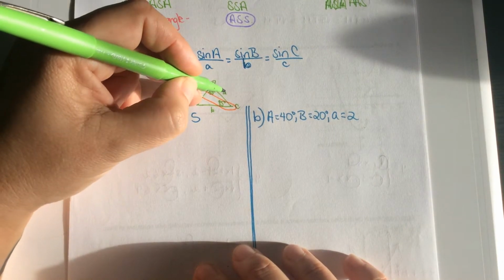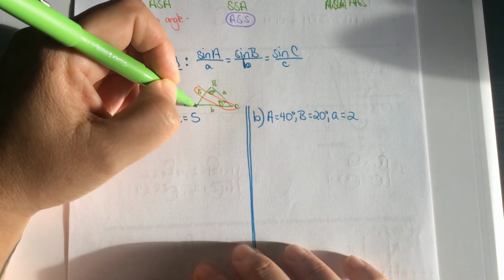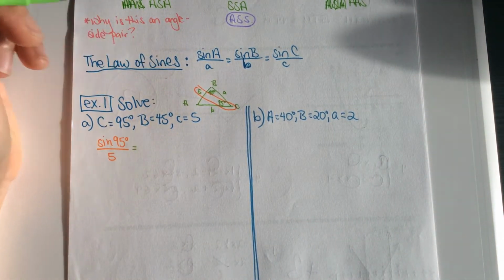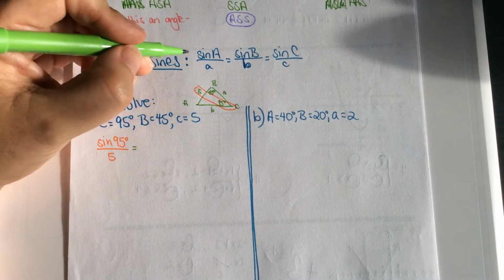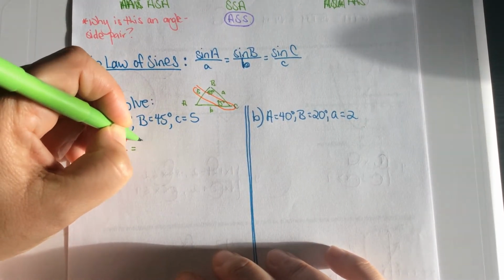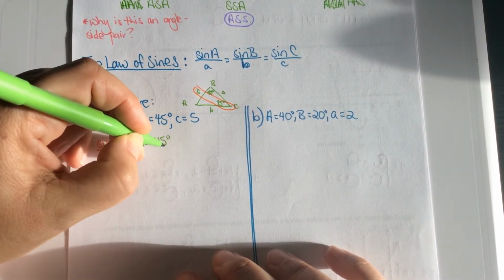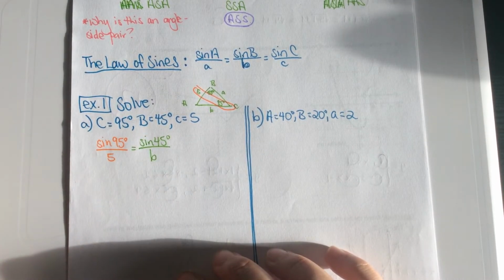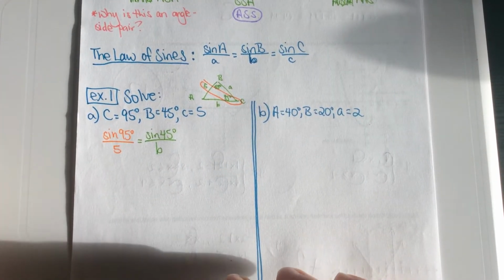I don't know angle A, and I don't know side A, so I can't use that in a fraction or one of my ratios, because I would have sine of angle A over side A, and that's two unknowns. I want only one. If I go with B, though, I've got sine of 45. I know the angle divided by the side. And now I can solve for the lowercase b.